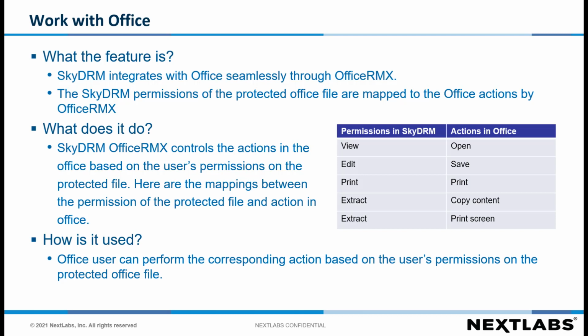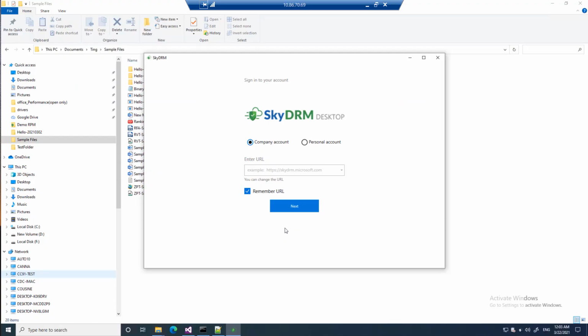Here are mappings between the permissions of a protected file and action in the Office. Office user can perform the corresponding action based on the user's permissions on the protected Office file. Let's see a demo for this feature.